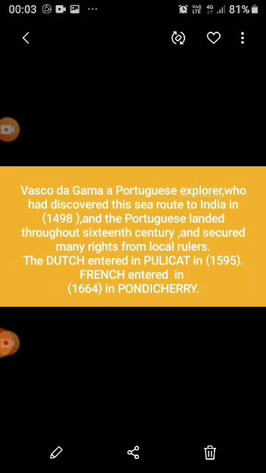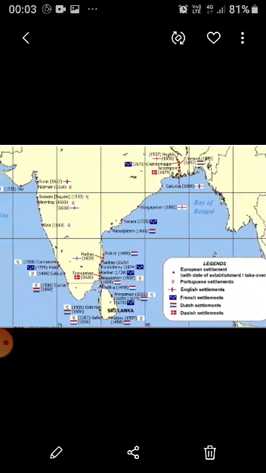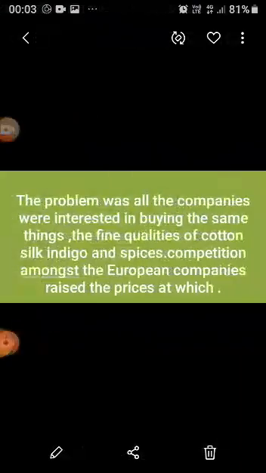So when the East India Company came, there were already European countries in India and they were doing trading. When the East India Company came, it also came with the same vision of doing trading and exporting goods, the same goods which the other companies were interested in buying, that was the fine qualities of cotton, silk, indigo and spices. Now students, when all these companies are interested in the same goods, there will be competition and demand. When there was too much demand for these materials, the price of the goods rose higher.